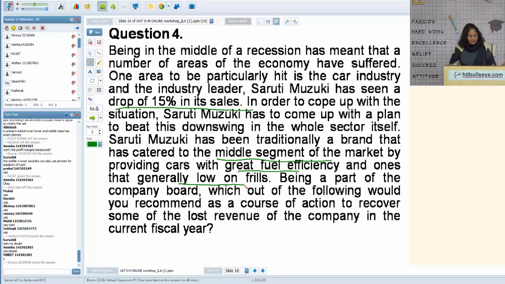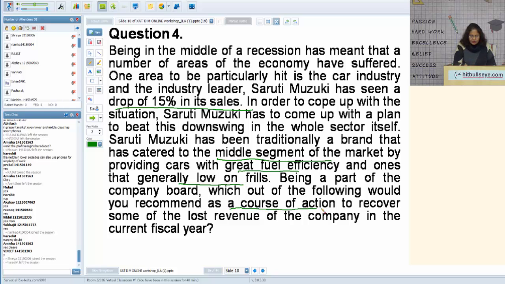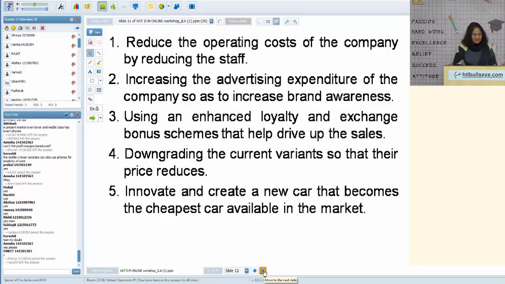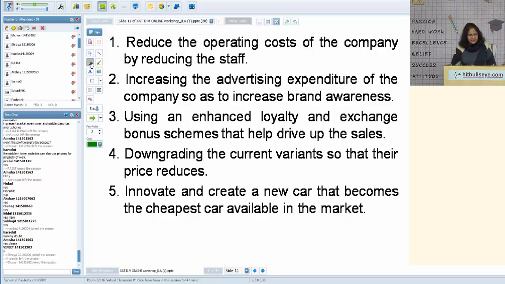So being a part of the company board, which out of the following would you recommend as a course of action? So this is a course of action question. As we know in decision making, you will get a question where you'll have to help the protagonist take a decision, and then you can get a question where you have to tell what led him into taking that decision. So this is the best next step. Okay, let's see what are the options they give us. Reduce the operating costs, increase advertising expenditure.